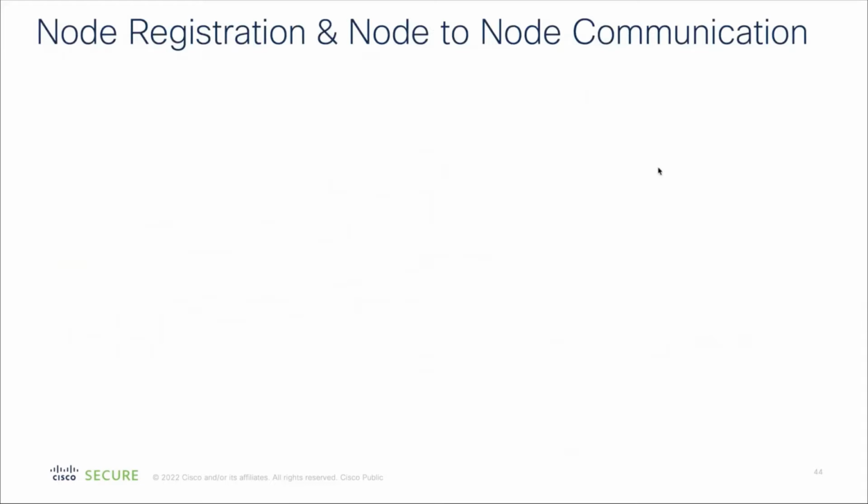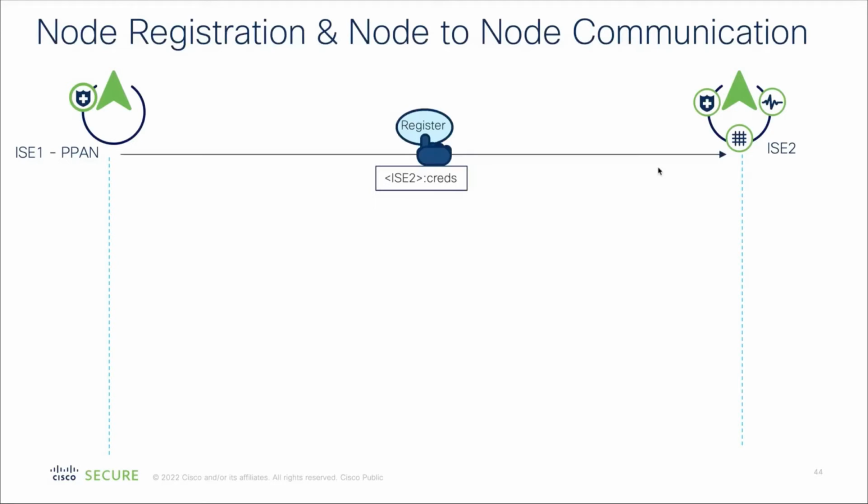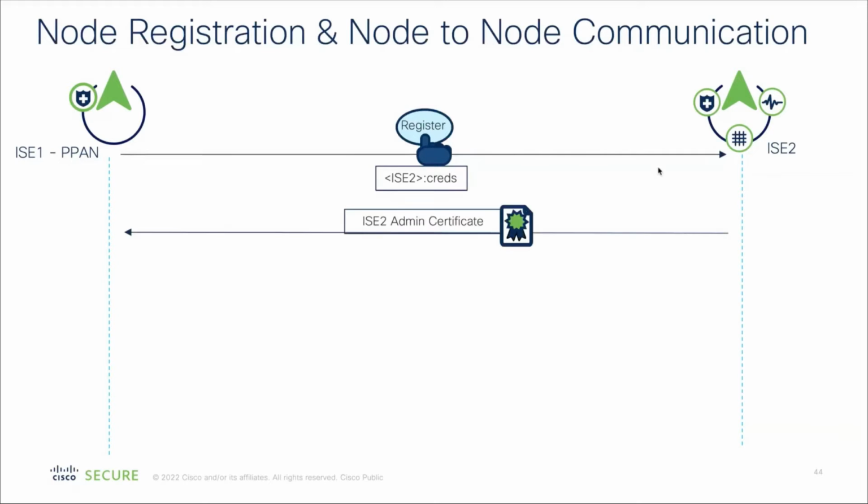Initially, when you bring up an ISE, it is in standalone mode. You might have to promote it to the PPAN in order to register the other nodes, right? So let's first understand from that beginning standpoint. Consider a scenario where I have a PPAN and I'm trying to register the standalone node called ISE2. Usually you'll go to the PPAN registration deployment page and try to register by providing the ISE2 FQDN and ISE2 credentials. And then ISE2 gives back its admin certificate to the PPAN.